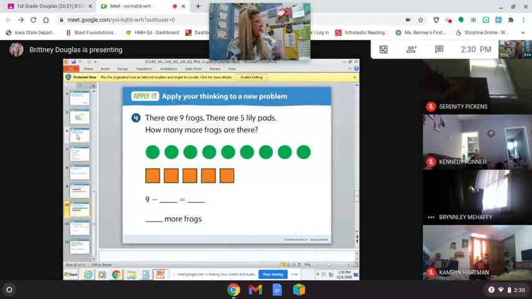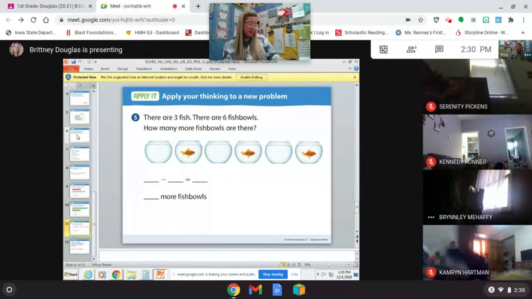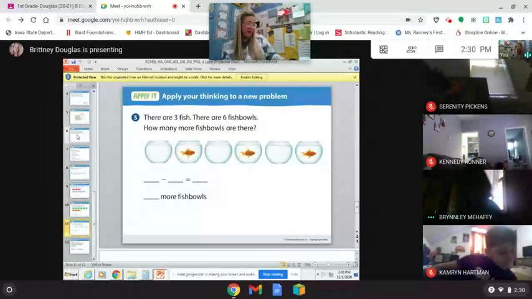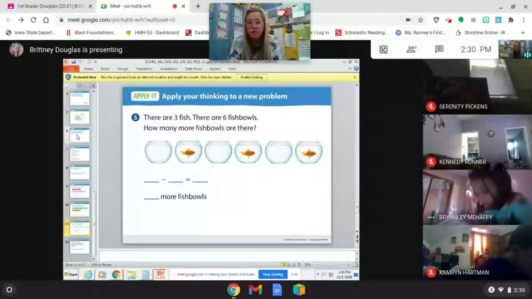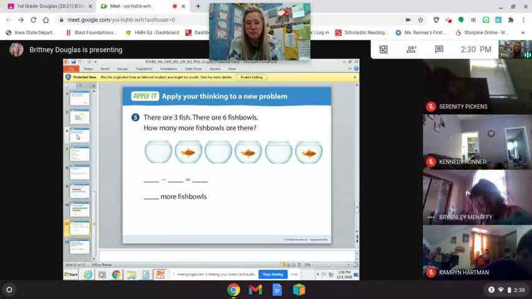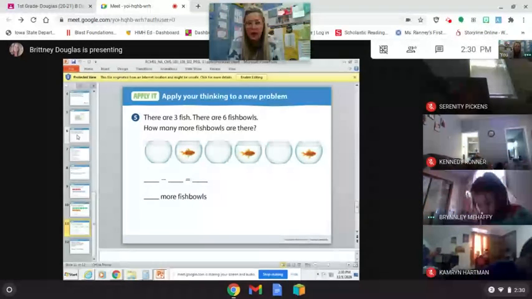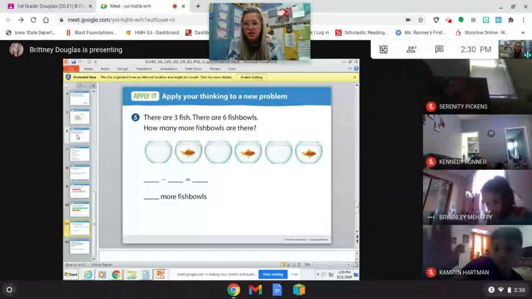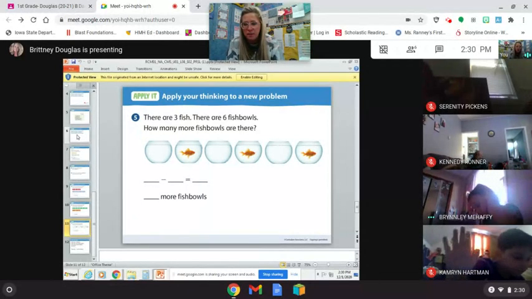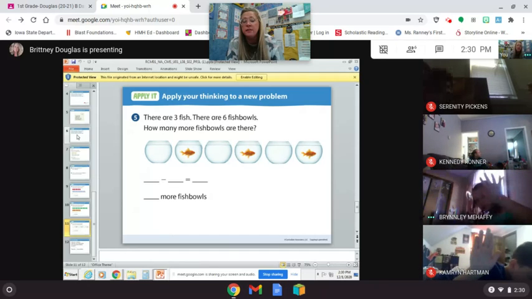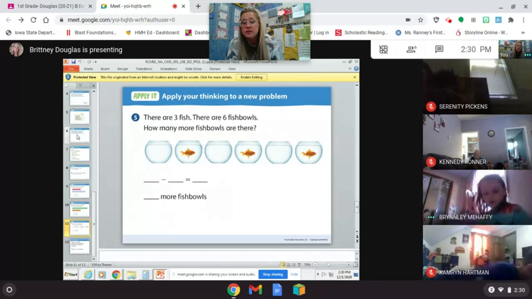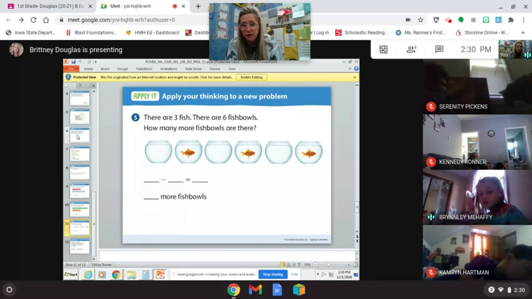Okay, here's the last one. Page 172 at the bottom of it, number 5, and it is goldfish. There are 3 fish, and there are 6 fish bowls. So the fish bowls and the fish have already been matched up. They've been partnered up. So how many total fish bowls are there? Brindley? How many total fish bowls? 6. So that's going to be your first number.